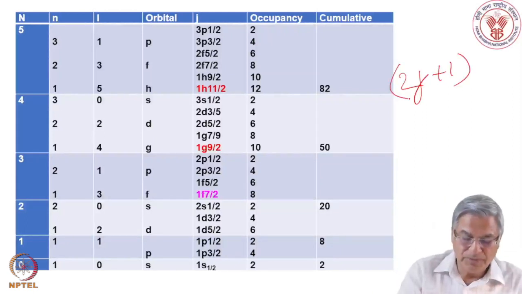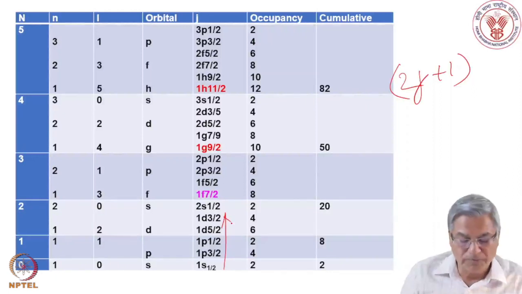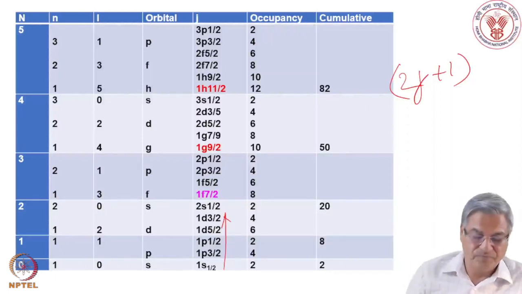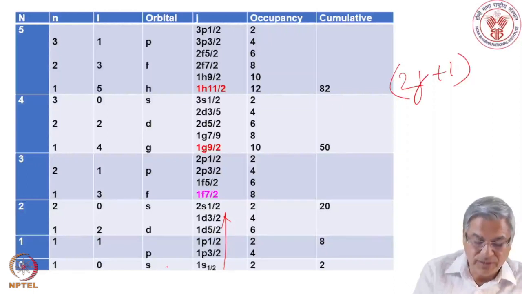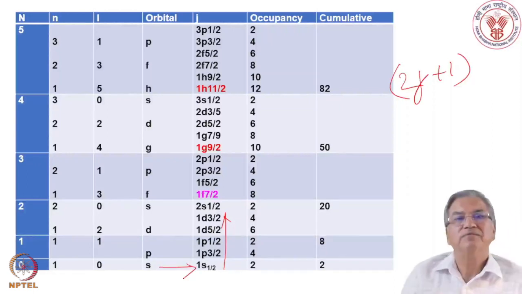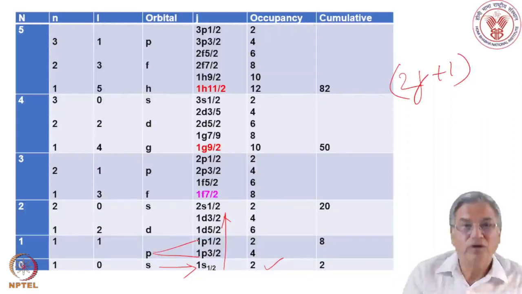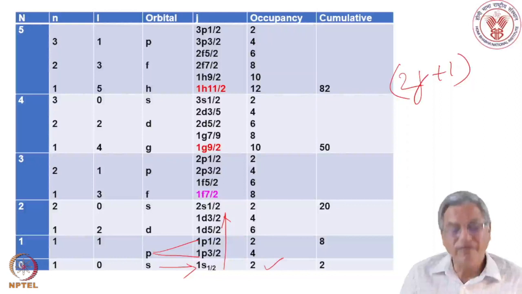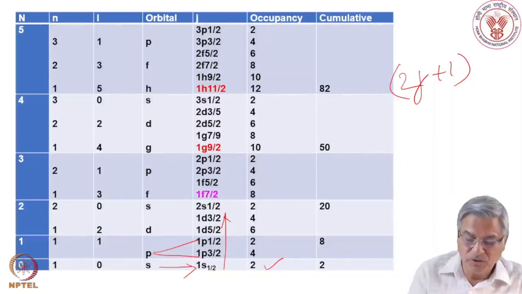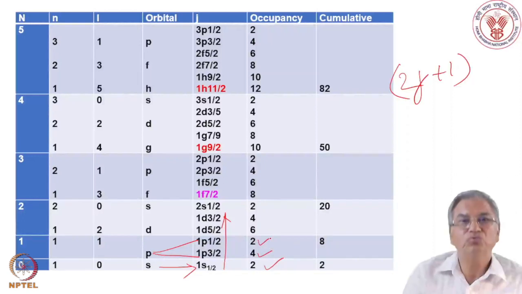So these spin states, whatever I am showing, are the J states of that particular orbit. Up to this we have already seen: the S orbital is not split because L equals 0, and so it occupies two nucleons. The P orbital is split into 1P3/2 and 1P1/2, and occupancy is again 2J plus 1, so 3/2 is 4, 1/2 is 2.